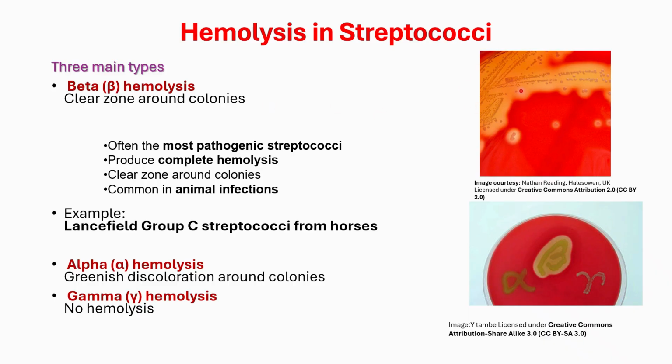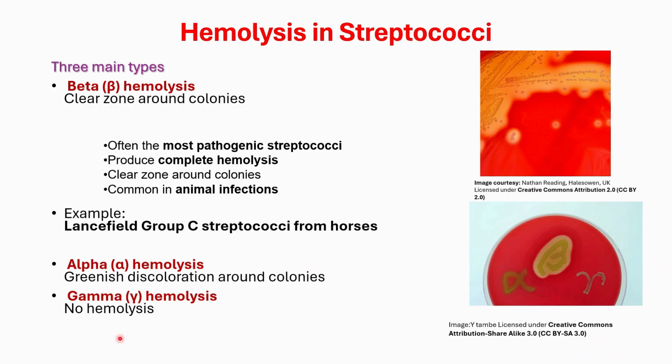Here in this picture you can see beta hemolysis. In the below picture, the center one is the beta hemolysis. You can see a clear transparent zone around the colony. Next is alpha hemolysis. It causes a greenish discoloration around the colony, this left one. This occurs because of the partial hemolysis and oxidation of the hemoglobin.